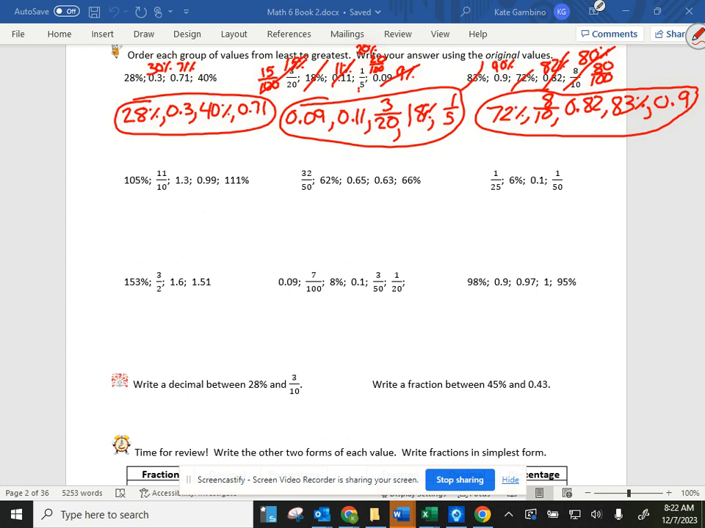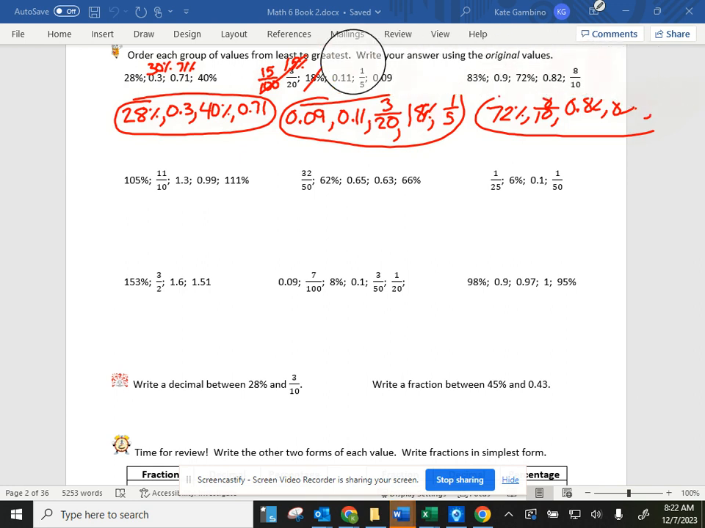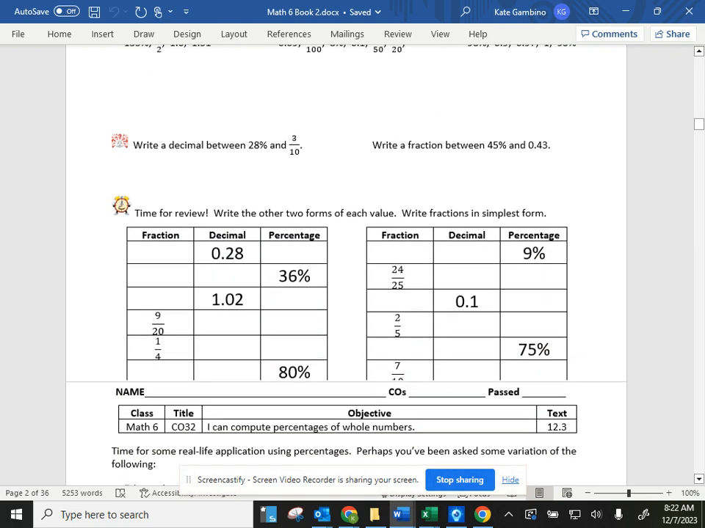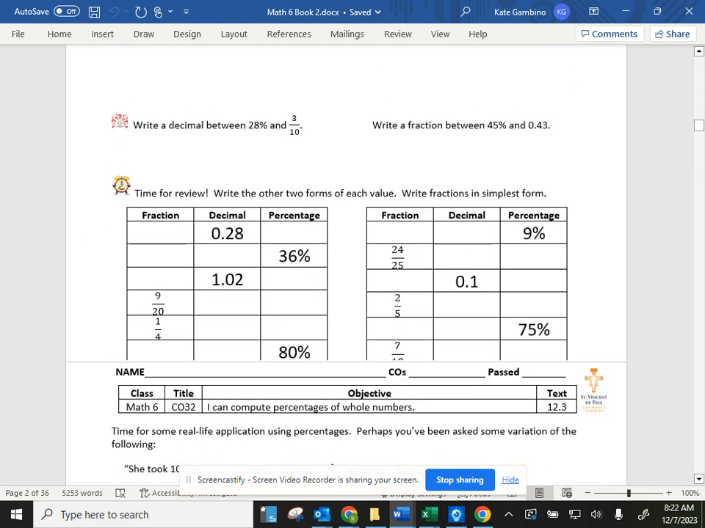You're going to do the rest on your own. And then at the bottom, it's time for review. Write the other two forms of each value. And remember, if you have a fraction, you need to put it in its simplest form. So what can we divide out of the numerator and the denominator? So remember, converting between the fraction, the decimal, and the percentage.